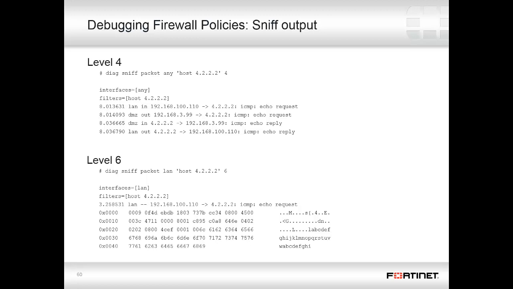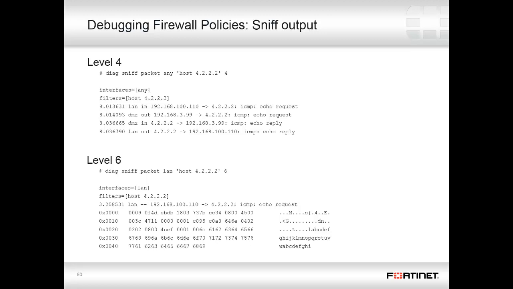Here are some sample outputs from a packet capture. You can see that with level 4, the port is specified as well as the packet's direction, in or out. The packet is also categorized. With this capture, we can see a ping from 192.168.100.110 to 4.2.2.2 on the LAN port.